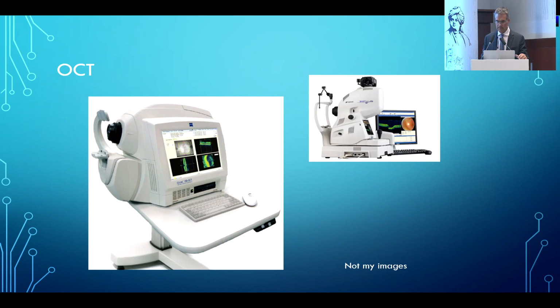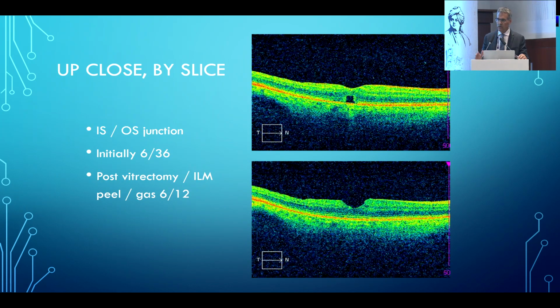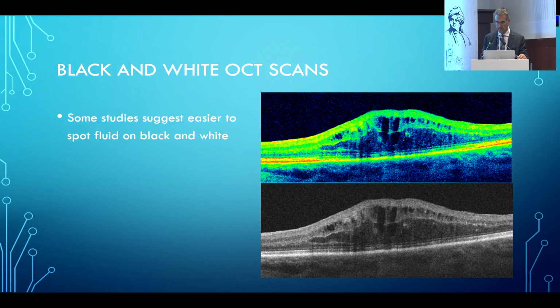So OCT. I guess in the retina you use OCT in two main ways. One, using a map of a wide area to show, say, generalized thinning from this branch retinal vein occlusion, or you can do it slice by slice to look for very localized pathologies. Some people suggest that using black and white images makes it easier to visualize pathology. I'm not really convinced by that.